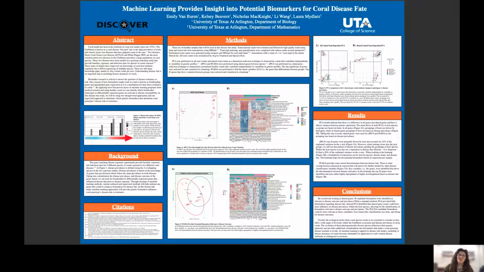Hello, my name is Emily Van Buren, and I am a PhD candidate in the Midlars Lab in the Department of Biology. Today, we'll be reviewing machine learning techniques that have provided insight into potential biomarkers for coral disease fate.